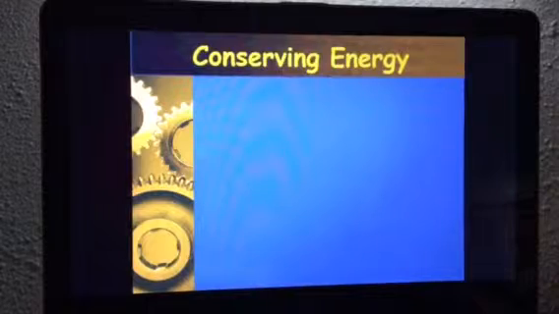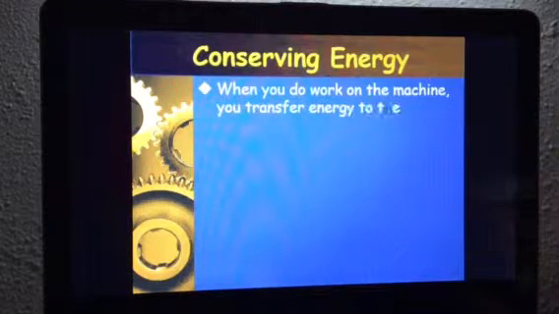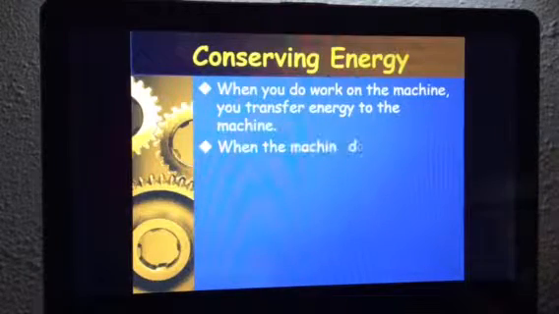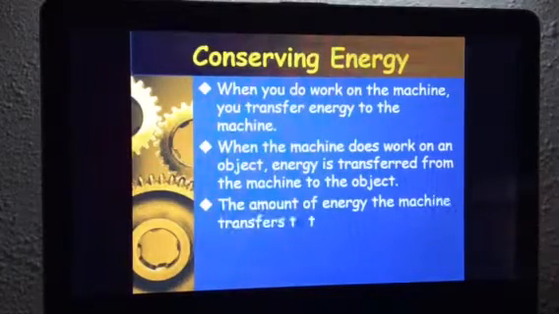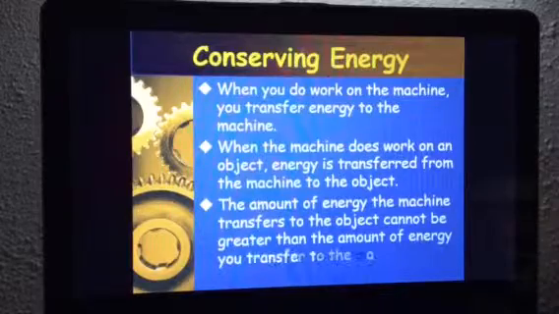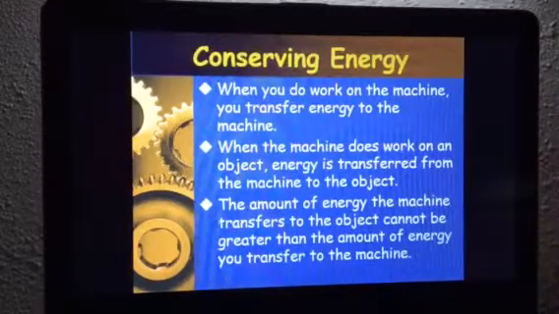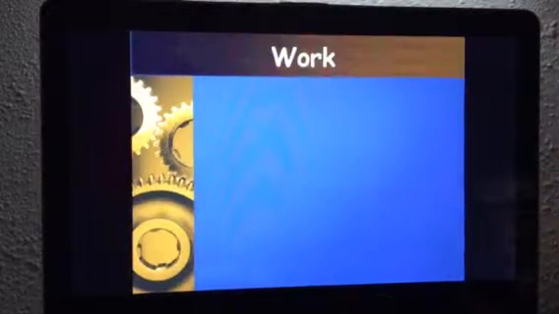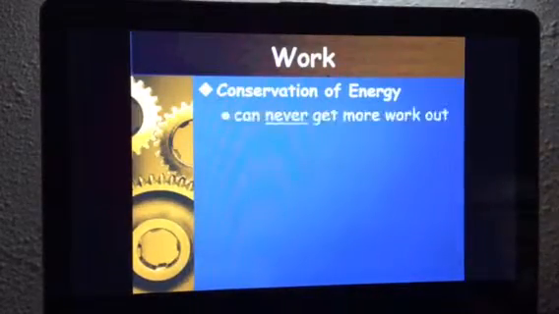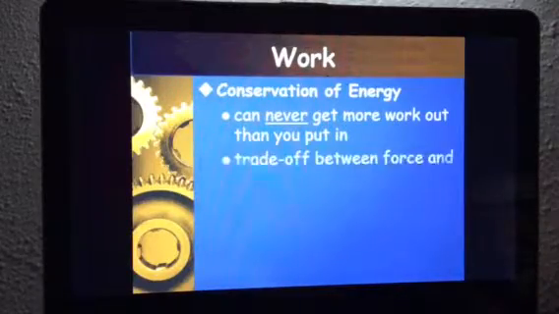We have to follow the law of conservation, so we're always conserving energy. Remember, conservation of energy states energy cannot be created or destroyed. It can only change from one form to the next. So when you do work on a machine, you're transferring energy to the machine. When the machine does work on an object, the energy is also being transferred to the object from the machine, and the amount of energy from you to the machine to the object must be conserved or transferred from one state to the next. It can't just be left there. This is known as the conservation of energy.